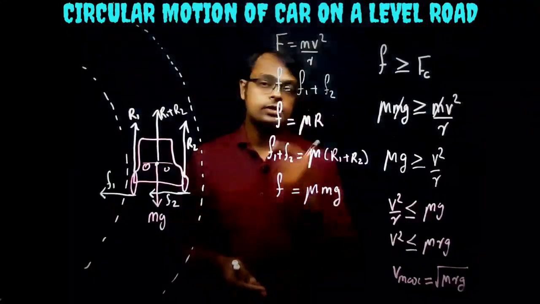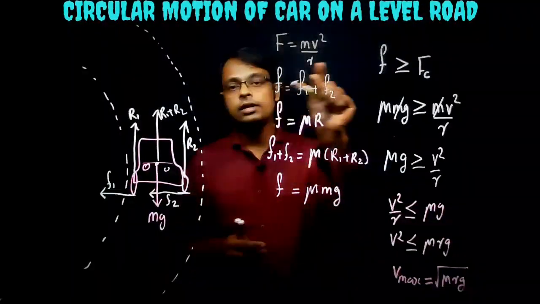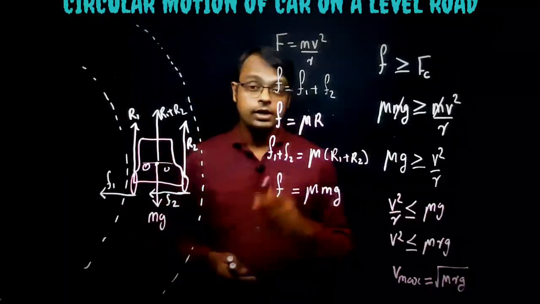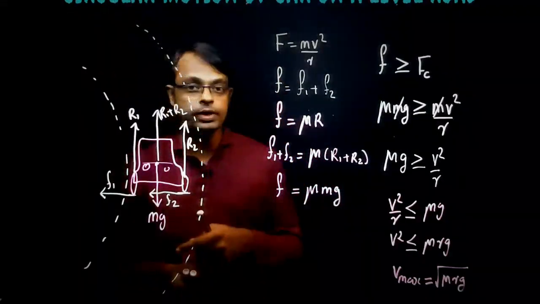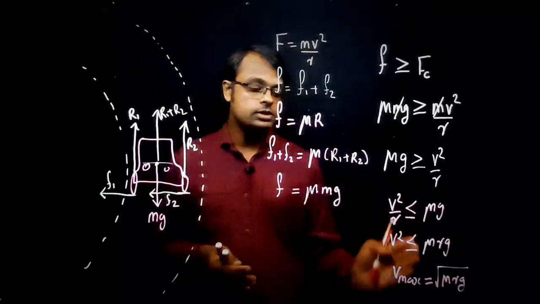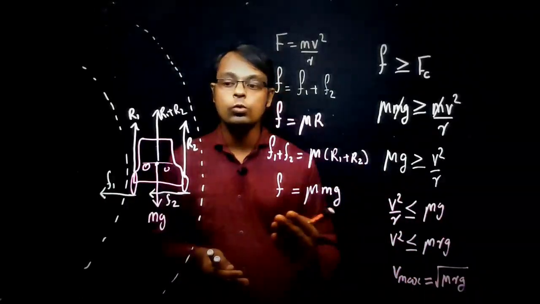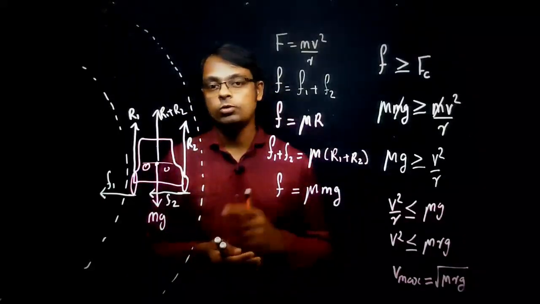So you may be seeing some curved road, or maybe a hairpin, where the speed limit is written on the board. What does the speed limit represent? If the car or any vehicle is moving more than that speed, it may cause an accident. So this is the maximum velocity formula for which the car can negotiate the curve without any accident. Hope it is clear.